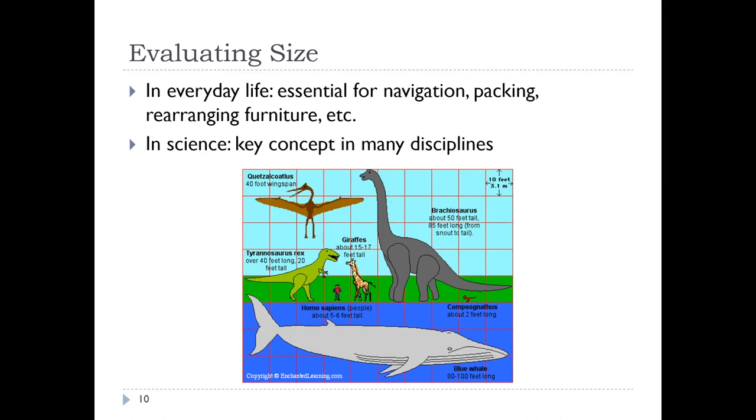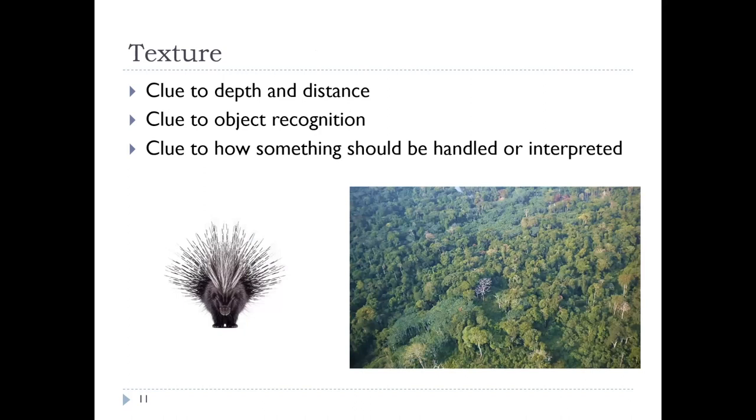So we've got scale here, right? Size, super important. And then things like texture. Okay? Textures are clues to depth and distance. They're helpful in object recognition. They're a clue on how something should be handled or interpreted. Okay, so I show a porcupine. Obviously, you don't want to put your hand down on top of the porcupine. We understand the texture there is very, very rough, very, very sharp.